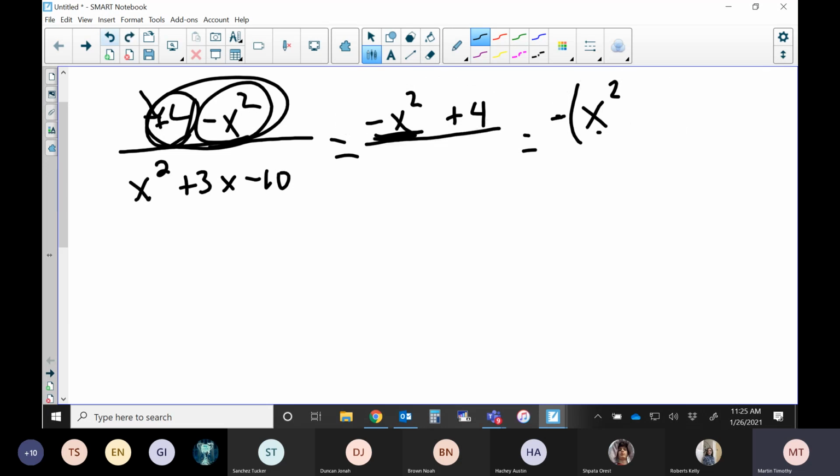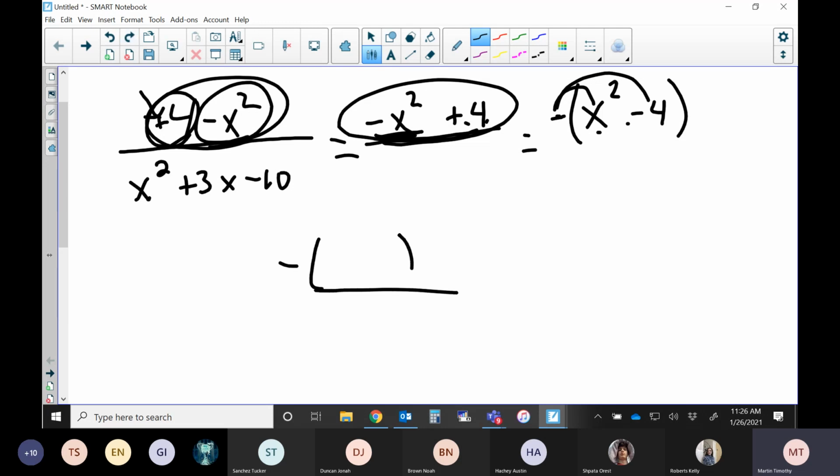Now the reason I wrote it like that is because I can then go negative, and then hopefully you do spot that this is a difference of squares. So this is going to be x plus 2. Over here will be x minus 2. And now I'm finally finished factoring the top. I can work on the bottom.